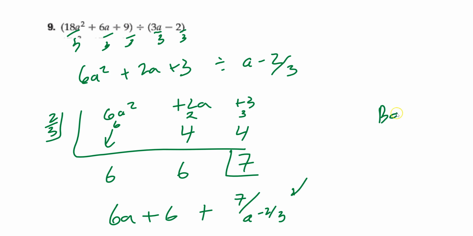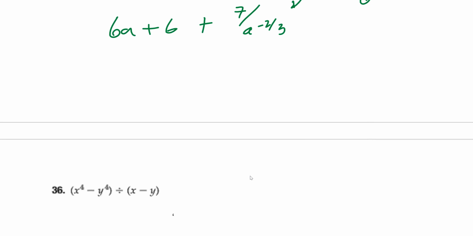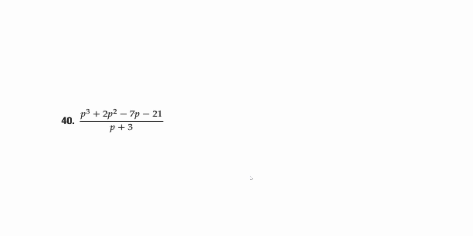If you want the book answer, the book likes to put it over what you divided by. So we divided by 3a minus 2. So what they did is they multiply this by 3, and they multiply that by 3, so they get 21. So again, if you want the book answer, it looks like this, but both of these are totally fine. I think I got one more of these, one that's really ugly. And no, I don't.